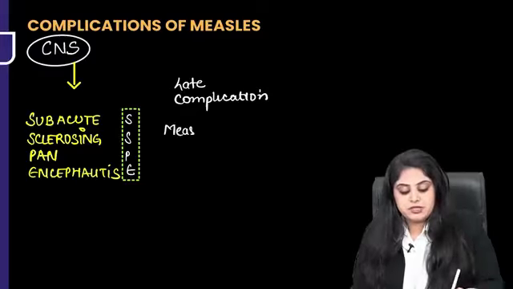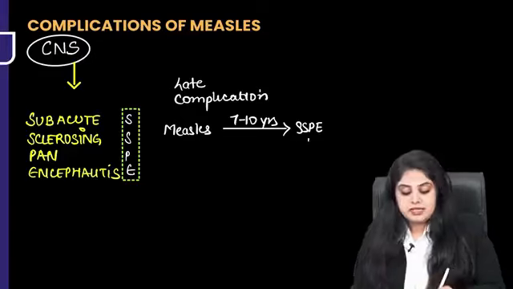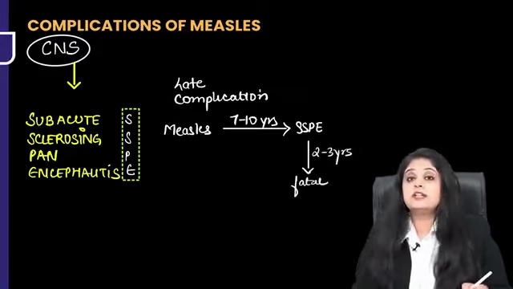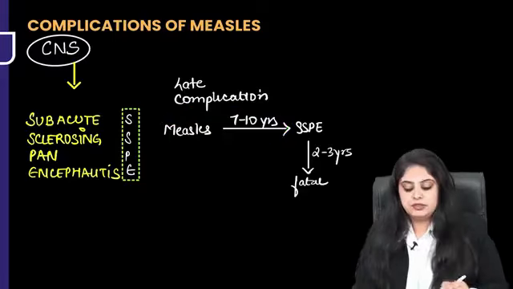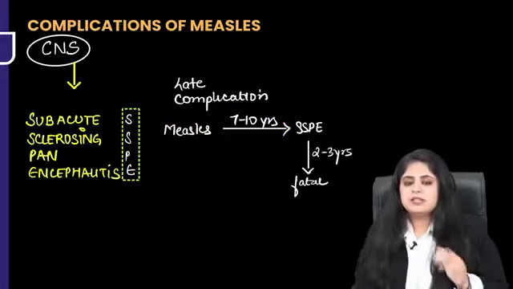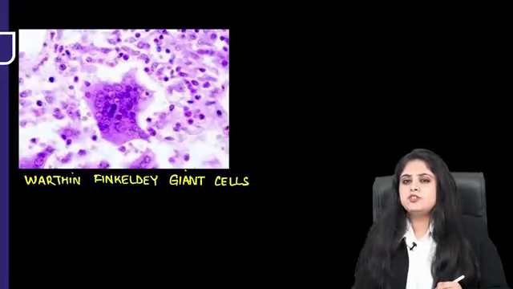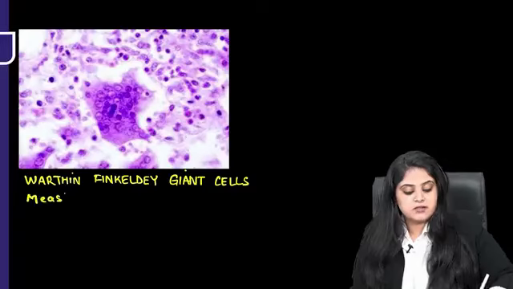So for example, a patient had measles right now. How many years later will SSPE occur? Approximately 7 to 10 years later. But the problem is that once SSPE occurs, within 2 to 3 years, it's going to be very fatal. It's going to result in death. So please remember, it is a late complication, but once it happens, it's quite fatal. Now, one thing I want to ask you from pathology again, integrating it, was there any cell in pathology which reminds you of measles? Was measles associated with any kind of giant cell?